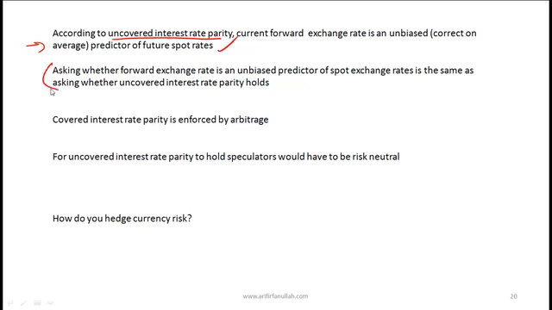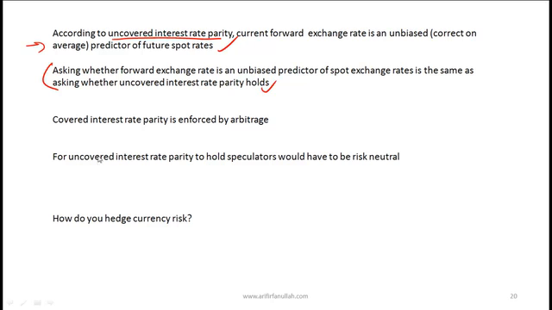The curriculum makes another useful statement, which helps you understand this concept. So asking whether the forward exchange rate is an unbiased predictor of spot exchange rates is essentially the same as asking whether uncovered interest rate parity holds. So this is another useful statement to remember.